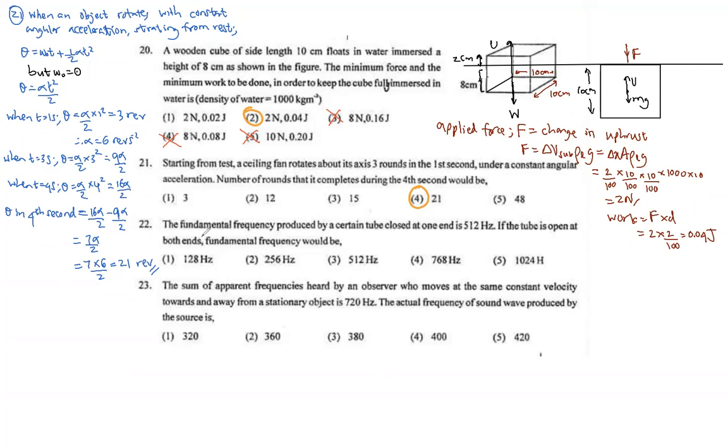Right. Now the 22nd one. The fundamental frequency produced by a certain tube closed at one end is 512 hertz. If the tube is open at both ends, what will the fundamental frequency be? So we can go for direct equations, right? Yes, you can go for direct equations, no problem. What about 22? We take 22.